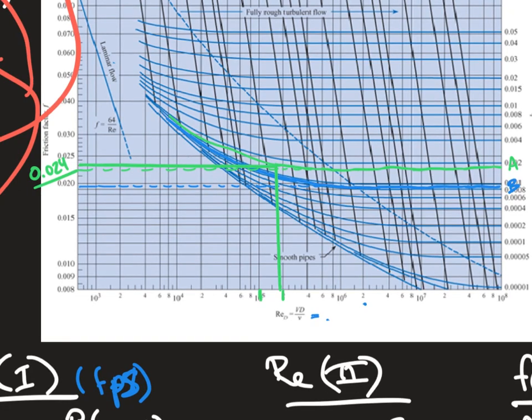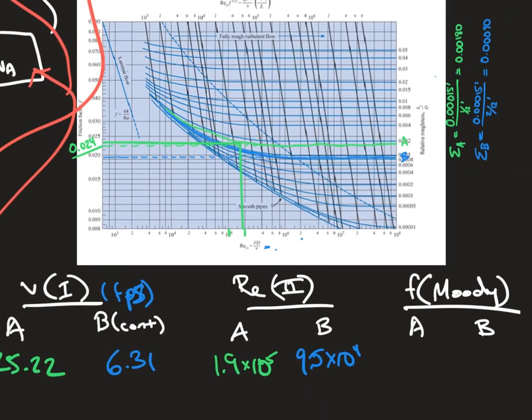All right, anyway, so Reynolds number for the second one, 9.5 times 10 to the 4th. So here's 10 to the 4th. Here's 2, 4, 6, 8, 9, and 10. So somewhere in between those two is 9.5 times 10 to the 4th. So we're going to go right up to there. Okay, and we're going to hit our blue line. And well, it looks like we're almost going to get the same value, almost.